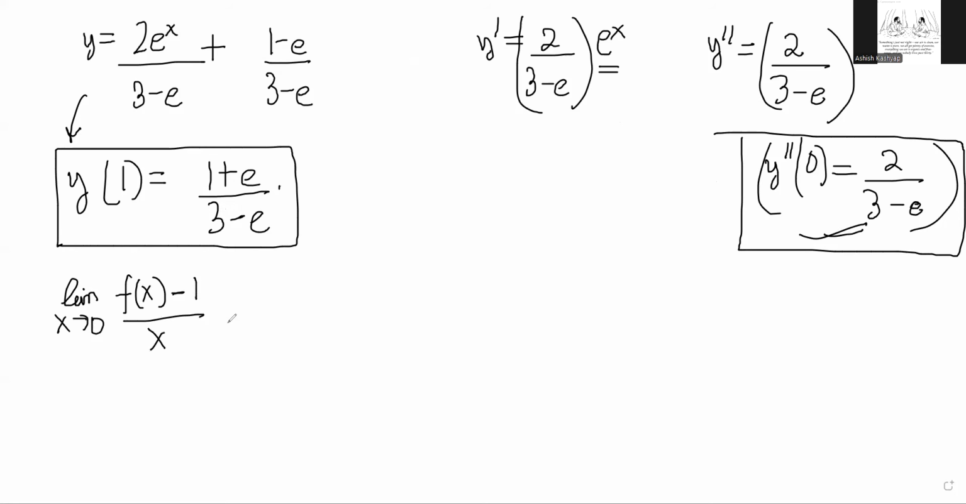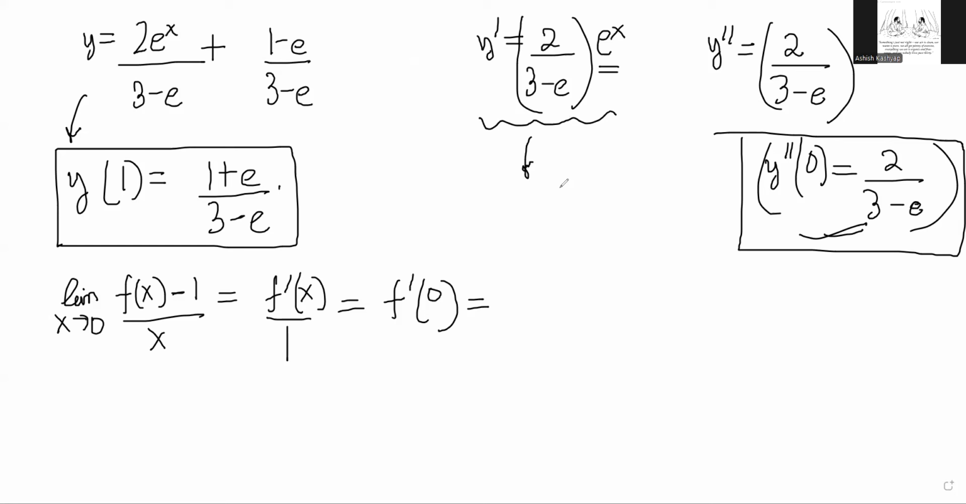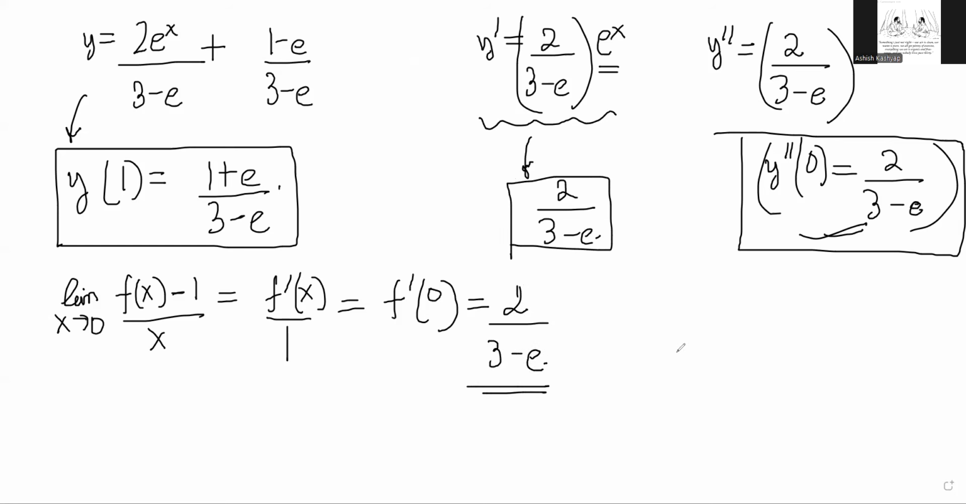We have to find the limit as x tends to 0 of (f of x minus 1) by x. And this is in the form 0 by 0 because f of 0 is 0. So by L'Hopital's rule, this is going to be f dash x by 1, so it is going to be f dash 0. So f dash 0 in this function, if I put 0, is 2 by 3 minus e itself, right? So this limit is 2 by 3 minus e. So that becomes your option C.